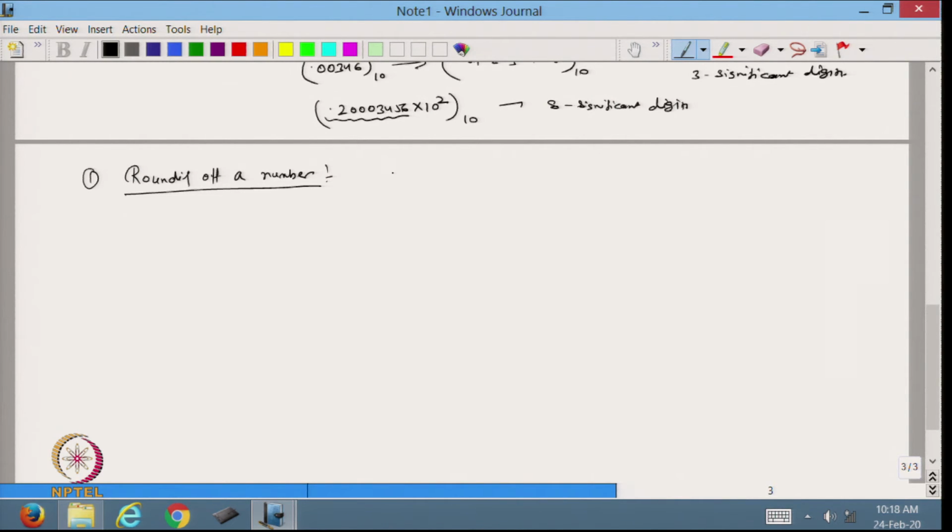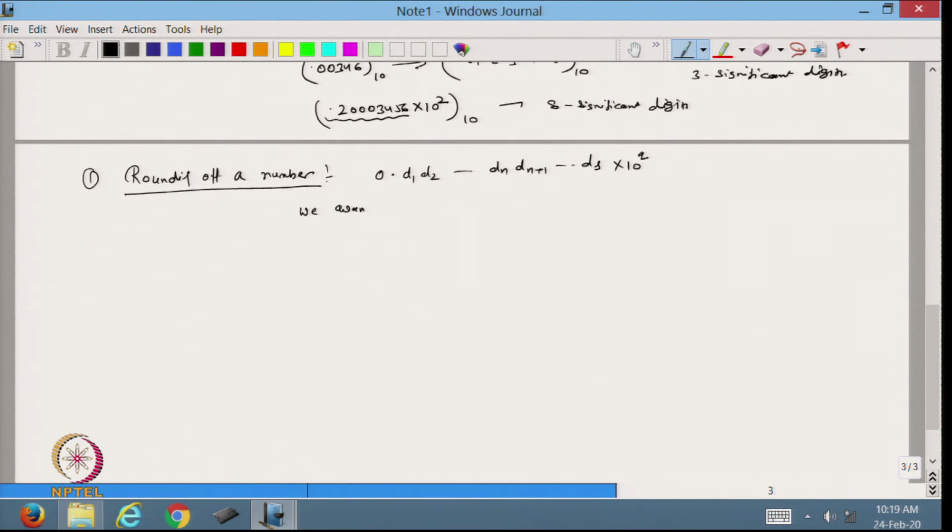Let's suppose I have a number 0.d1 d2 ... dn dn+1 up to ds, that is the decimal part, multiplied by 10 raised to power q. Here 10 is my base, and q is the exponent part. The number given to me has s significant digits, so this is in the normalized form.